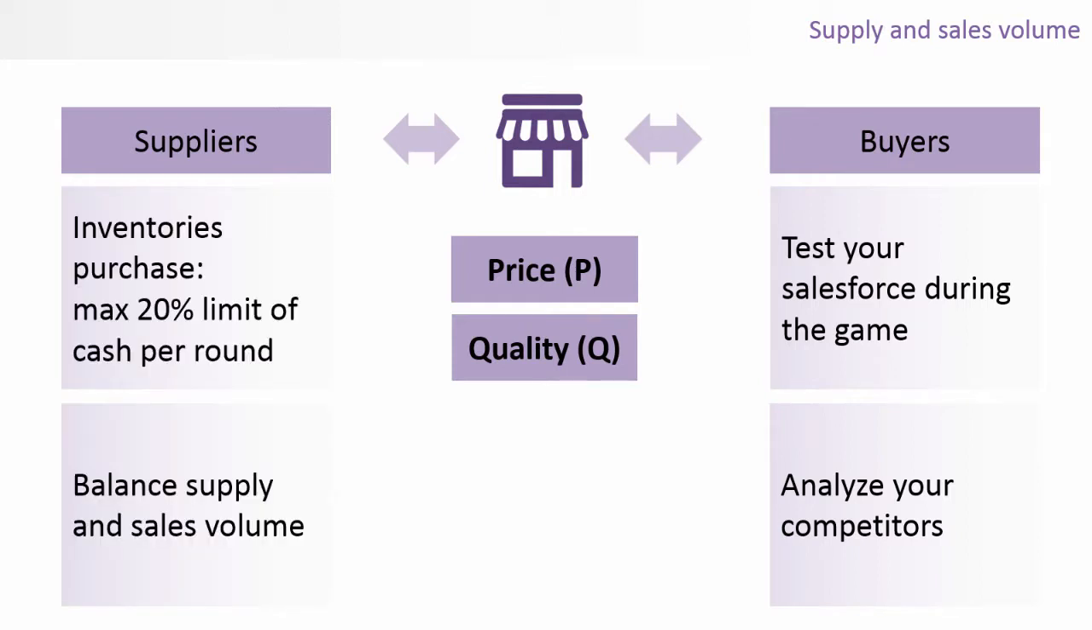When speaking about suppliers, you have to know that you need to have inventory more than sales volume, in case there are very good conditions and you have a lot of customers, so as not to run out of the goods. Also, a piece of advice: do not spend more than 20% of your cash on goods purchasing, as you need to have cash to pay for renting, salaries, and so on.